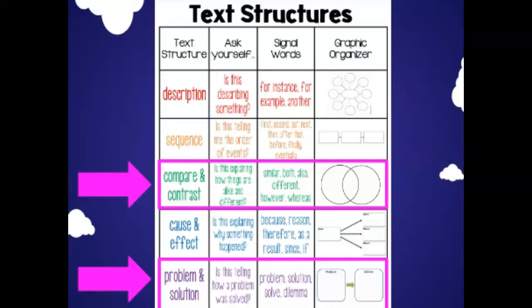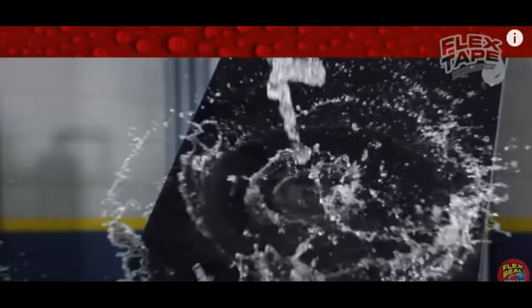In problem and solution, is this telling how a problem was solved? So is it presenting us with the problem and how to solve it? Is it using signal words such as problem, solution, solve, or dilemma? Now we're going to watch this quick video and determine what we think the text structure is.